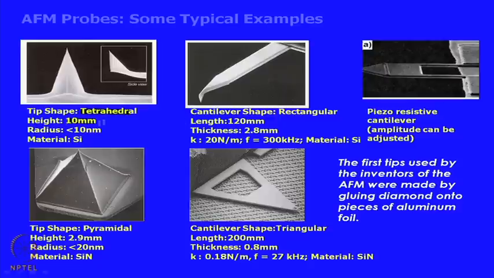You can see the height is 10 nanometer, radius is less than 10 nanometer, material is silicon. You can have rectangular tips, you can have piezo-resistive cantilever, you can have triangular-shaped cantilevers, you can have pyramidal tips and things like that. It might be interesting to note that the first tip used by the inventors was made by gluing diamond onto a piece of aluminum foil. Tip making itself is a significant business, and there are dedicated companies who make these tips, because you need to etch them to perfection to have the desired geometry, sharpness and radius of curvature.